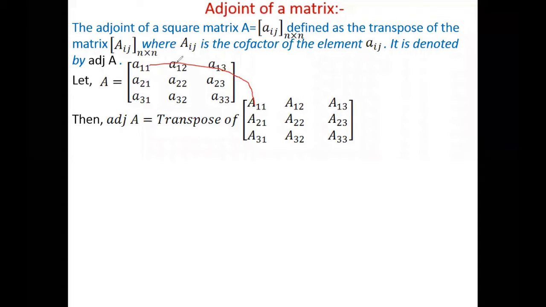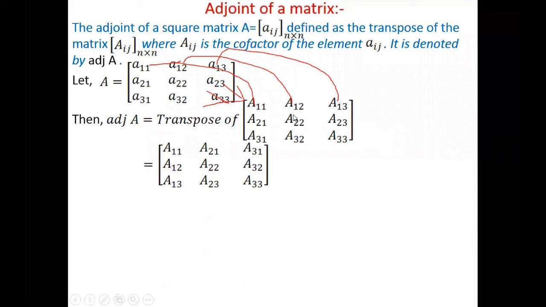This capital A11 is the cofactor of small a11, right? Capital A12 is the cofactor of small a12. Similarly, like this, each element of the cofactor matrix is the cofactor. Now, if we transpose this one, right? Transpose means interchanging rows into columns. Now this row comes to the first column, this row comes to the second, and similarly the third.